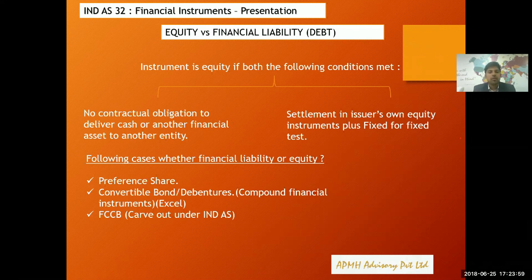First is preference shares. Preference shares till now were considered as equity of the company. Though they have features similar to a financial liability, wherein there is a fixed return and you do not have any variable return, and some fixed things which are similar to a loan, still they are classified as equity under Indian GAAP. But now IND AS 32 requires you to classify them as a financial liability.